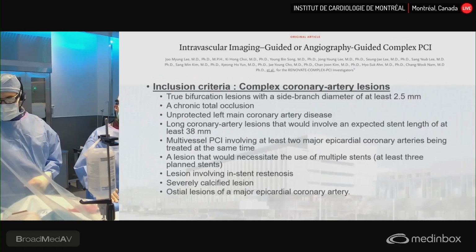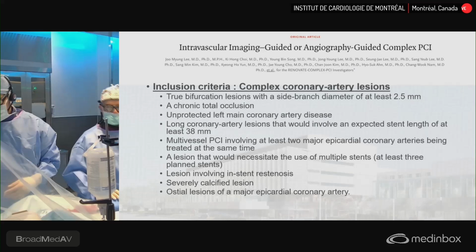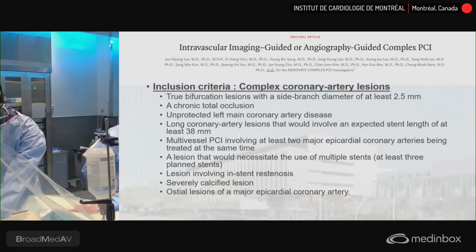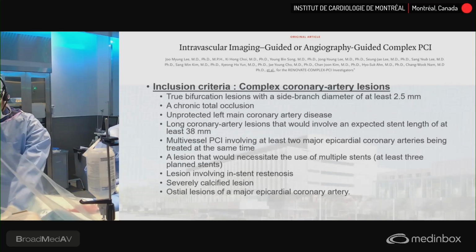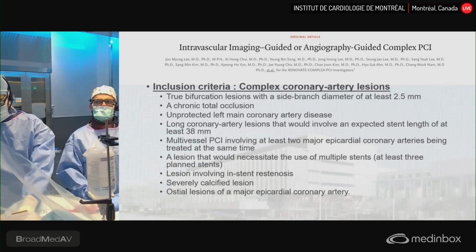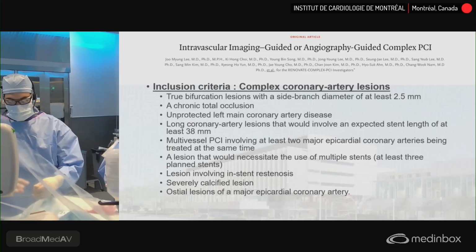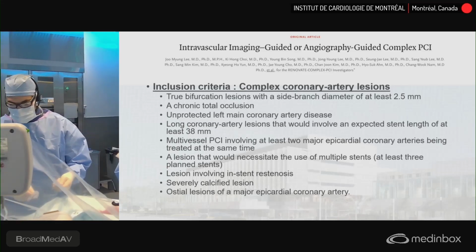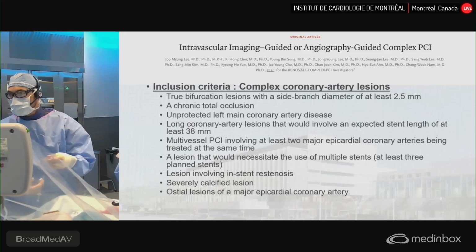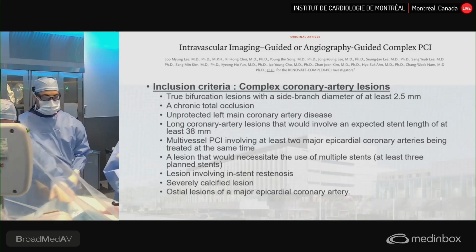Next slide. I wanted to talk about the RENOVATE-COMPLEX-PCI study because this patient fits the inclusion criteria. So this is a study that was recently published in the New England Journal of Medicine that included patients with complex coronary artery lesions. And those patients either had true bifurcation, a CTO, severely calcified lesion, or unprotected left main. And they randomized patients to either intravascular imaging use during PCI or angiographic-based PCI.